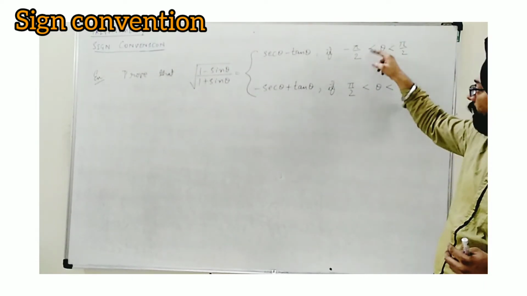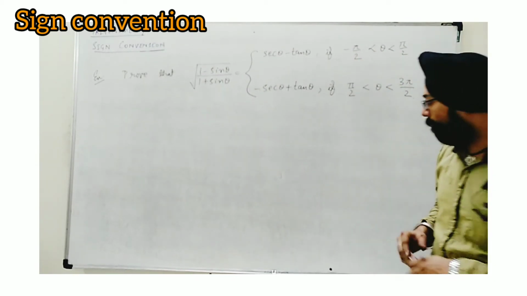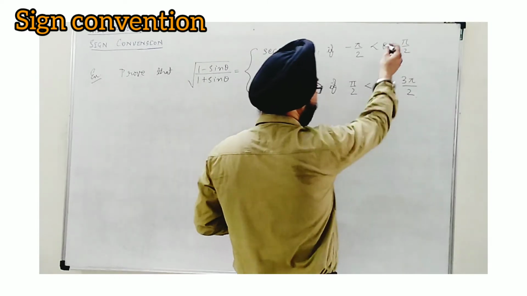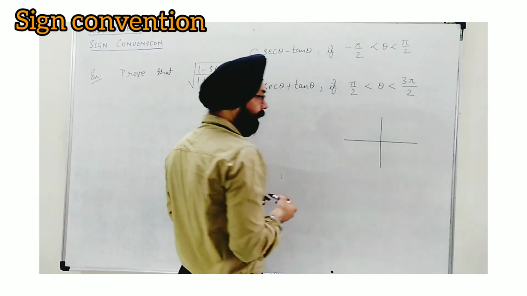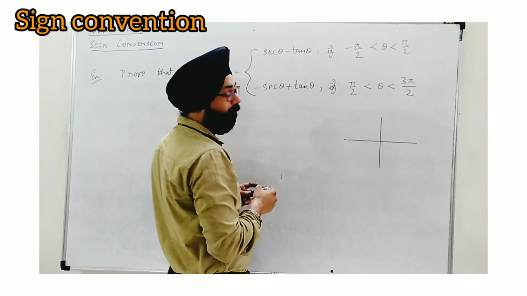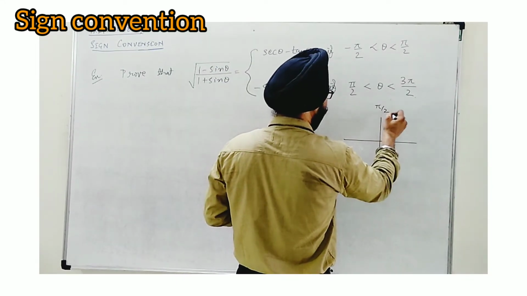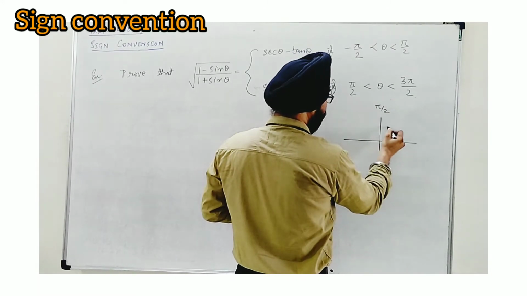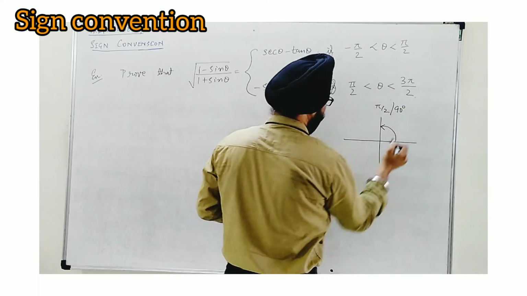Students may face one thing. What is this minus pi by 2 if we haven't seen ever? Okay. Now let me show you that. What does it mean? We should take help of quadrants. Here I have written minus pi by 2. We know that pi by 2 is a 90 degree. It's 90 degree positive. Okay. You can write here 90 degree.